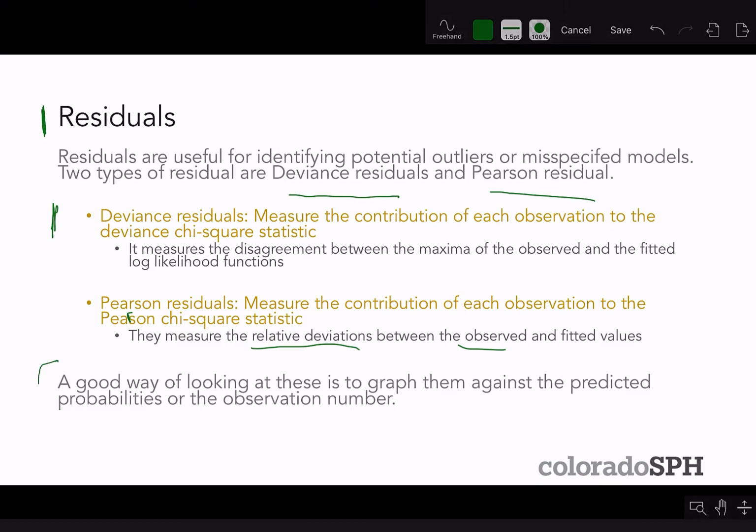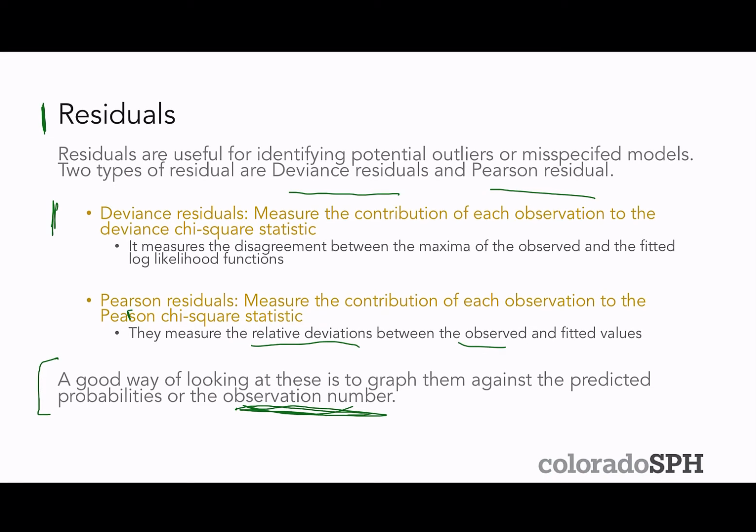A good way of looking at these is to graph them against the predicted probabilities or the observation number. I tend to like to graph them against the observation number because that gives an interpretation for the residuals that's more similar to what you would get from linear regression, where you're looking for residuals that are randomly scattered about zero.